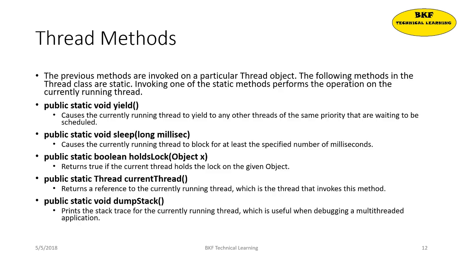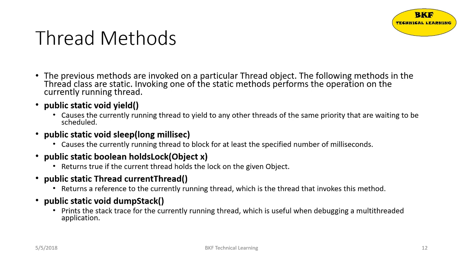Now the previous methods are invoked on a particular thread object, but the following methods in the thread class are static. Invoking one of the static methods performs the operation on the currently running thread. The yield method causes the currently running thread to yield to any other threads of the same priority that are waiting to be scheduled. The sleep method, which takes a long parameter, causes the currently running thread to block for at least the specified number of milliseconds.